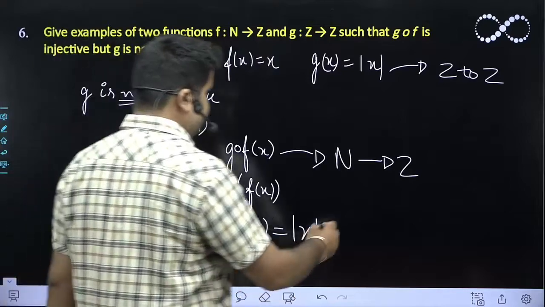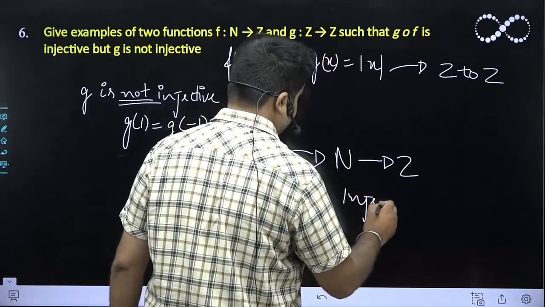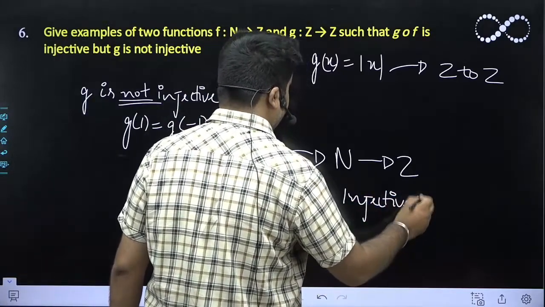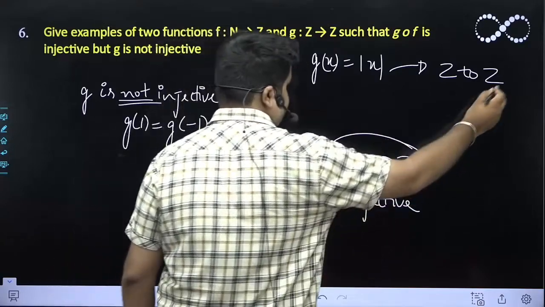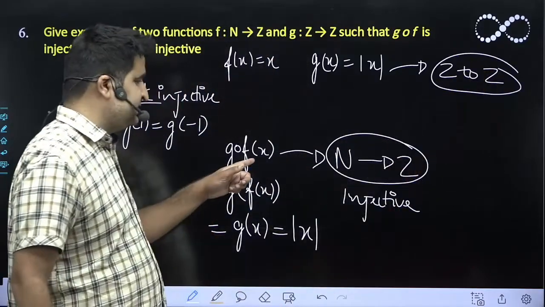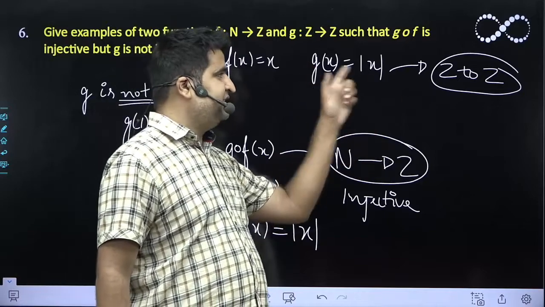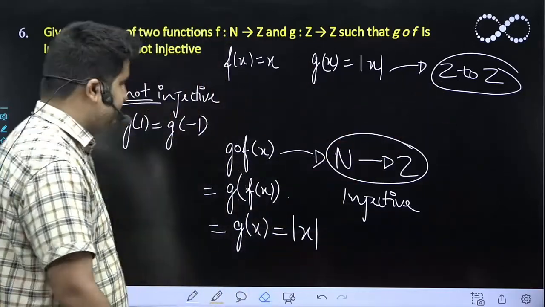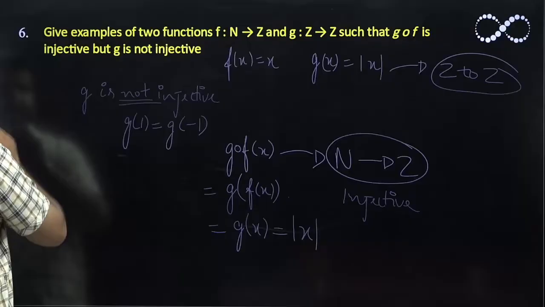Therefore, this function becomes injective. And it is only happening because of this difference, that g of f x is defined from N to Z and g x is defined from Z to Z, right? Let's see the next question now.